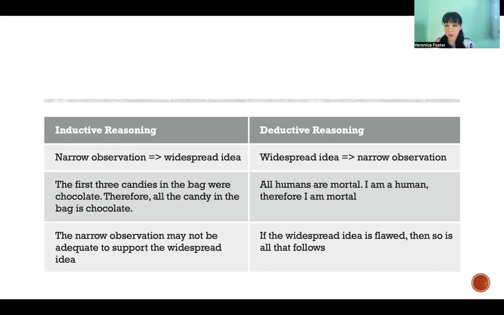So again, that can be done correctly or incorrectly. And in deductive reasoning, it mostly comes down to whether the widespread idea you started with is accurate or not, and if your leaps in logic that you make along the way are justified. So in the example I gave, that is an accurate widespread idea and good logic working our way backwards. But what if I started with a flawed idea that all humans are immortal? Well, that's not true. But if I start with that flawed idea, then even if the logic that follows is accurate, then my observations that follow are still going to be inaccurate.